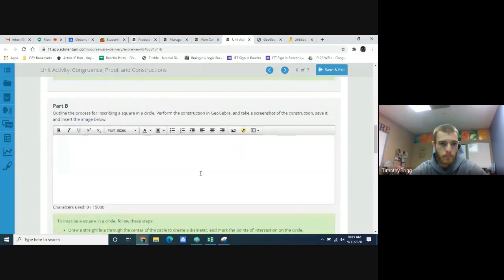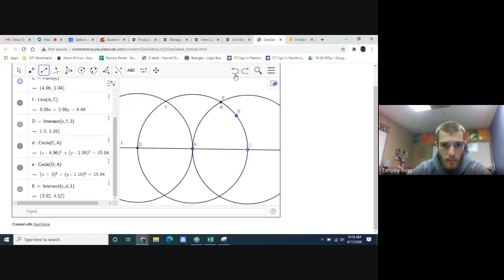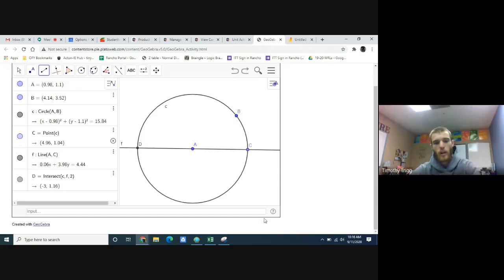Next one. Outline the process for inscribing a square in a circle. So we're going to start with the same idea, but instead of an equilateral triangle, we're going to produce a square. Perform the construction in GeoGebra, take a screenshot, same idea. Except now, instead of an equilateral triangle, we want a square. So let me just go back a few steps. I still want the circle and I still want the diameter. So you should get back to this point. And you can just press undo and that'll get us back to here eventually.